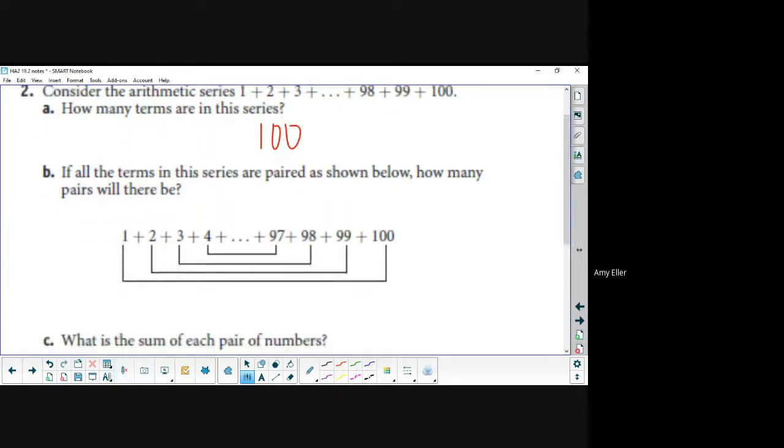If all of the terms in this series are paired as shown below, kind of like we paired the last one, how many pairs will there be? So I'm going to pair the first one with the last one, the second one with the second to last. If there were 100 numbers and I'm pairing them all up, Caitlin, how many pairs will I have? 50 pairs.